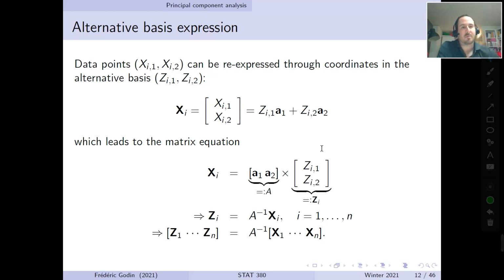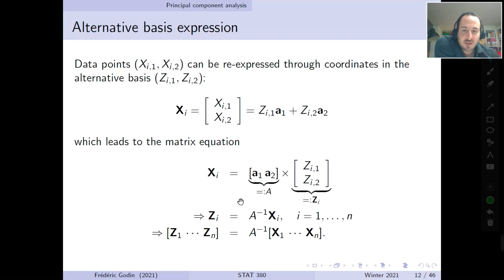So xi has 2 representations: one in terms of its coordinates with the canonical basis, the second in terms of its coordinates with the new basis of vectors. Because of that, we can have the following representation. xi can be expressed as this matrix A, where we stack vectors a1 and a2, times the vector zi, which contains its coordinates in terms of the second set of axes. So this equation allows us to calculate these new coordinates based on the vectors here and the original observation.